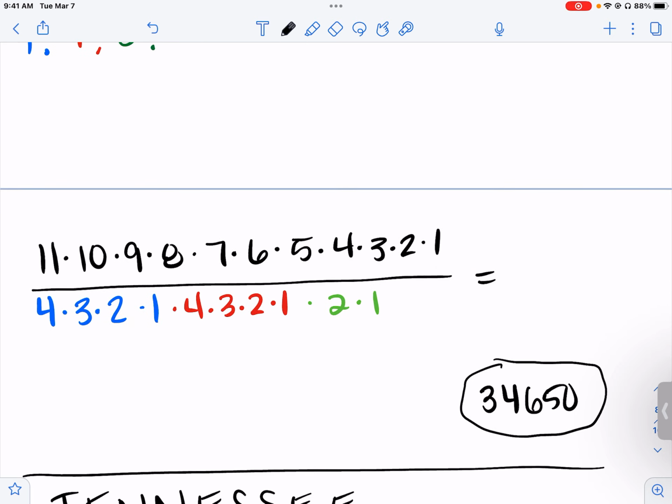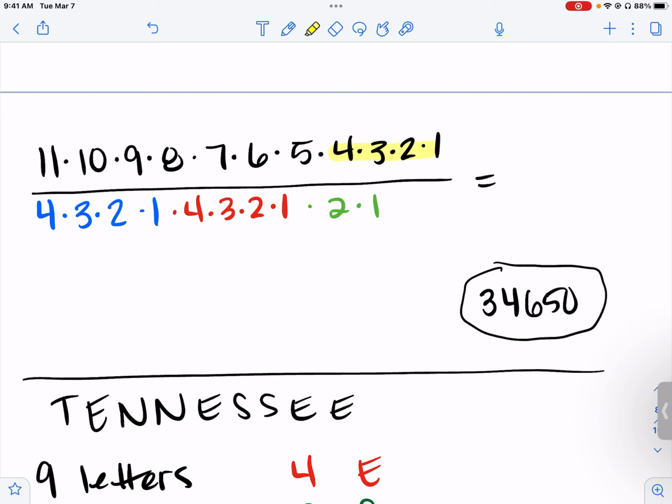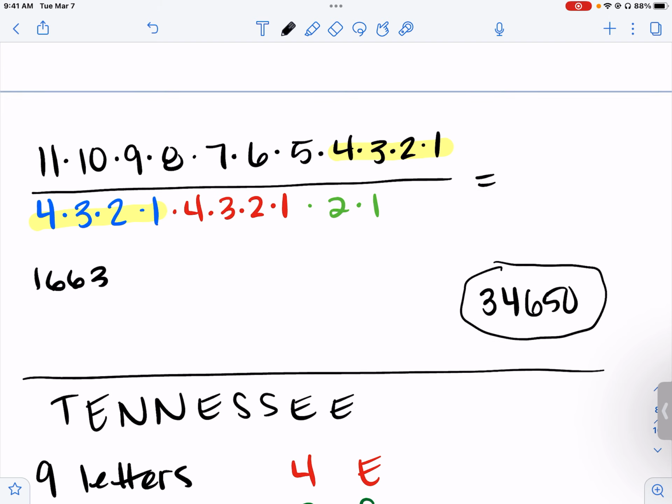Okay. All right, now let's see what we can cancel. So we can do 4 through 1. Okay, so now let's multiply and see what we get on top. So we're going to do 11 times 10 times 9 times 8 times 7 times 6 times 5 on top, which is 1,663,200.